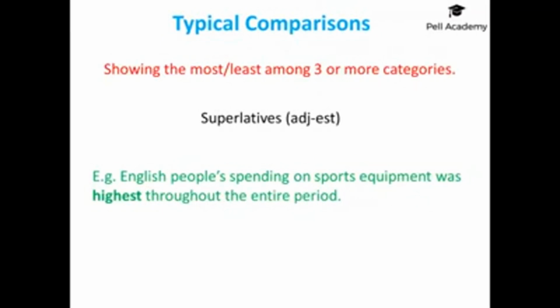The next one then is superlatives, and what's really good about superlatives is that you can use it to imply all the categories. So for example, here, English people spending on sports equipment was highest throughout the entire period. So I don't know how many categories this is representing, but it does include all of them. So if this table had 5 categories or 6 categories, we still know something about the other ones. So we know English was the highest one, so we know something about the other ones as well, that they were less than England, they weren't the highest. So by using superlatives, it allows us, especially in an overview, to cover all the categories without mentioning them. So that's a very useful tool.